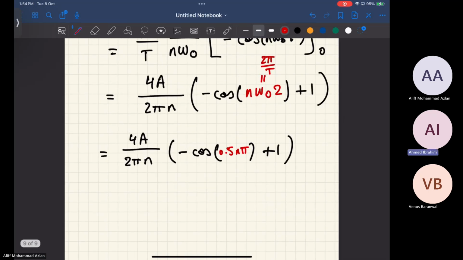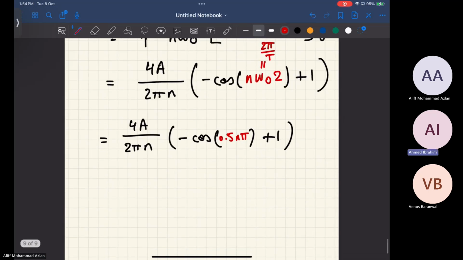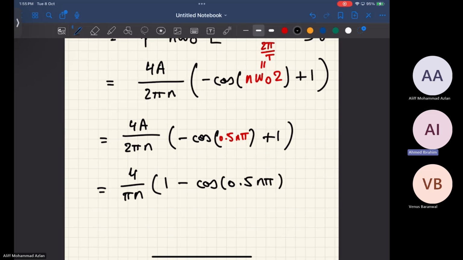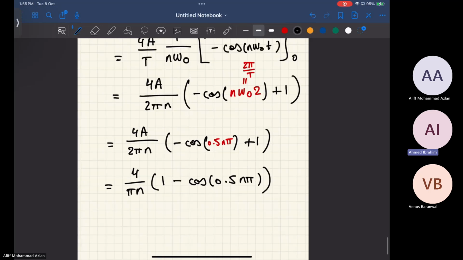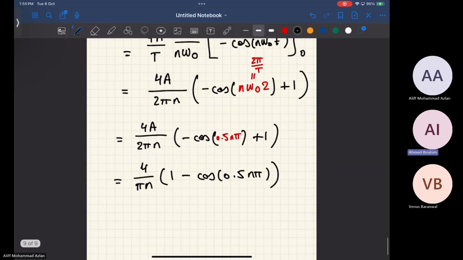Now we can substitute a is equal to 2. So that gives us 8 over 2 pi n, which gives us 4 over pi n, and that's 1 minus cos 0.5 n pi. So remember what this is. This is just Bn. And now we can compute that for the first 5 harmonics, which is what it wants.